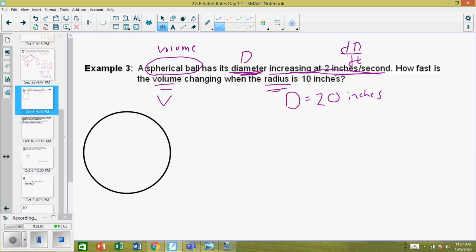You want to label the picture. There's not much to label. The snapshot we're looking at is 20 inches for the diameter. And we also know that the rate at which that's changing is equal to positive 2. And what we're curious about is the volume, and how fast it is going to be, dV over dt. So if those are my two variables, I need to know everything but dV over dt.